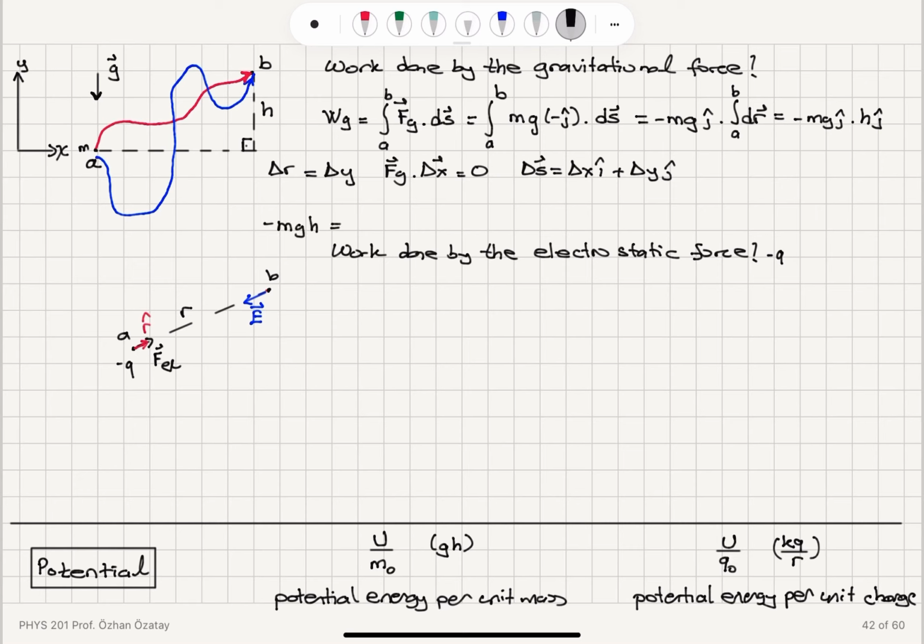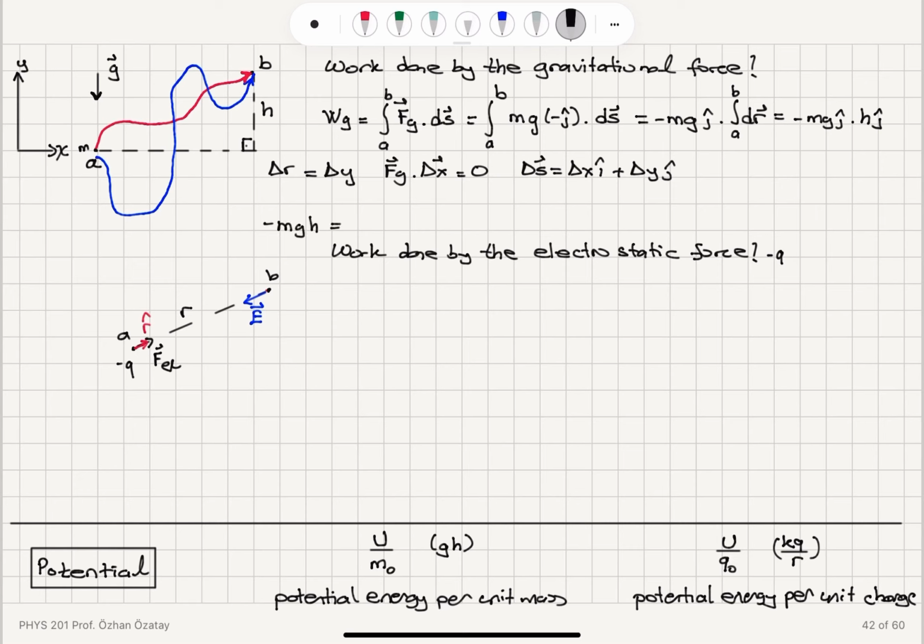What is the work done by the electrostatic force for the case when a charge minus q is brought from point A to point B in a uniform electric field E, which is pointing from B to A? Okay, so work done by the electrostatic force, integral A to B Fe dot dr. This is the integral from A to B.